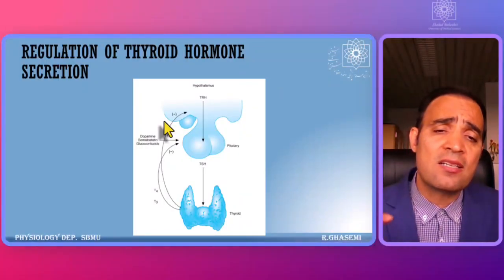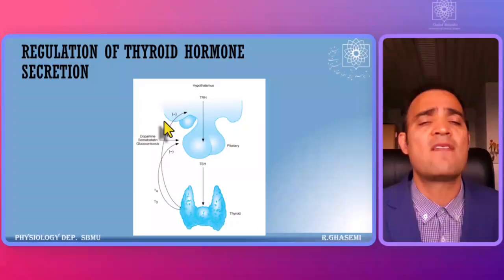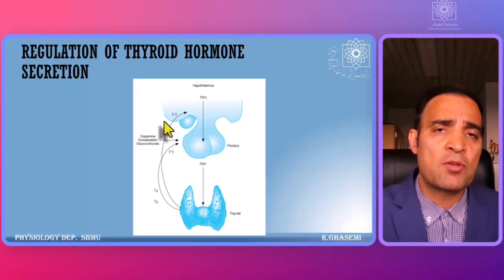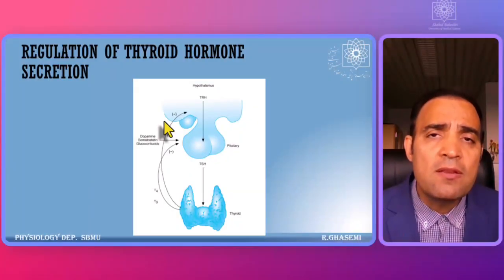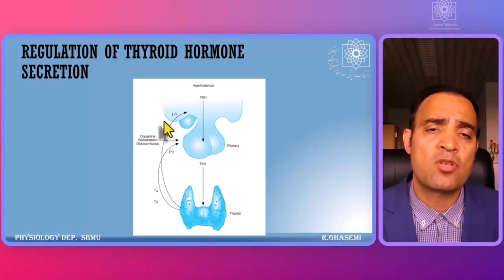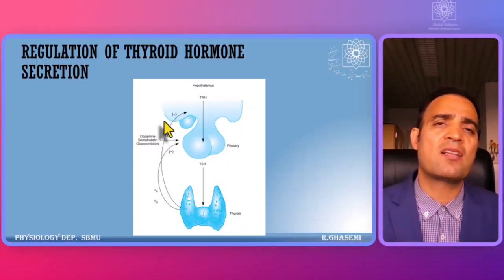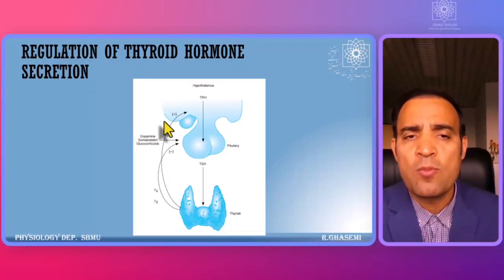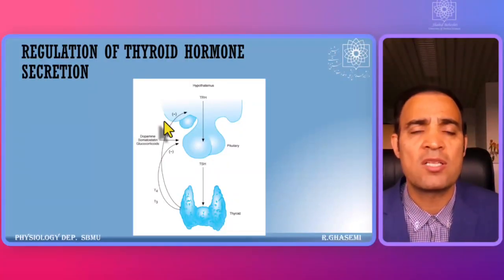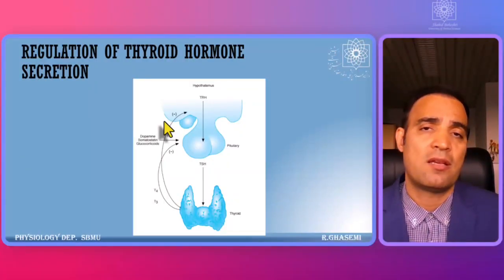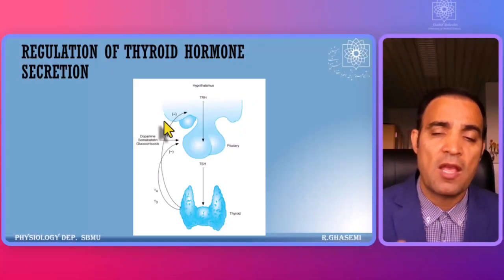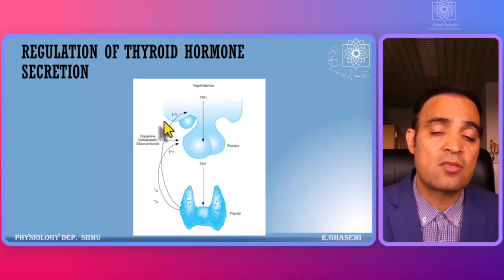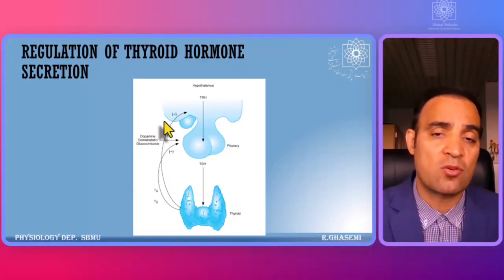Then the T3 and T4 that are released will have a feedback on the hypothalamus and pituitary gland to inhibit the release of more thyroid hormone. This is the negative feedback that I told you before. As you can see, some other factors such as dopamine, somatostatin, and glucocorticoids can also inhibit thyroid hormone secretion. And some other factors such as inflammatory cytokines can stimulate thyroid hormone secretion.